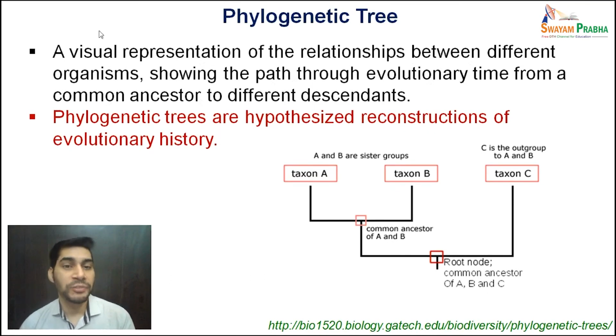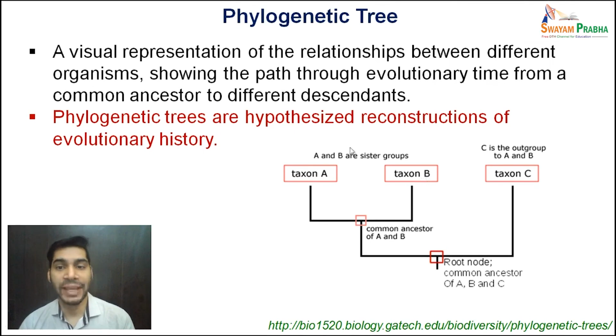The phylogenetic trees are hypothesized reconstructions of evolutionary history. Remember, these are hypothesized reconstructions. We do not know exactly what has happened in history, but they are very much reliable to show what probably would have occurred during the evolutionary history.